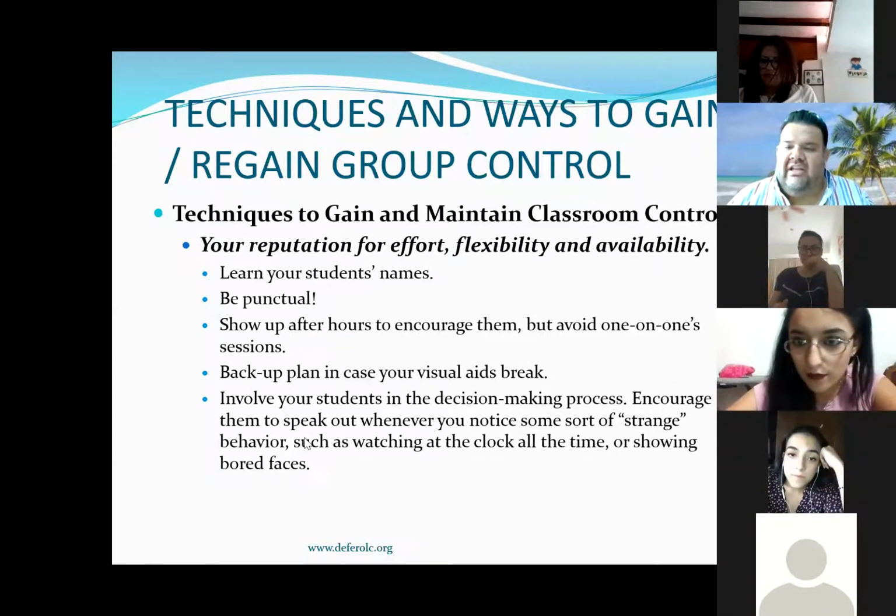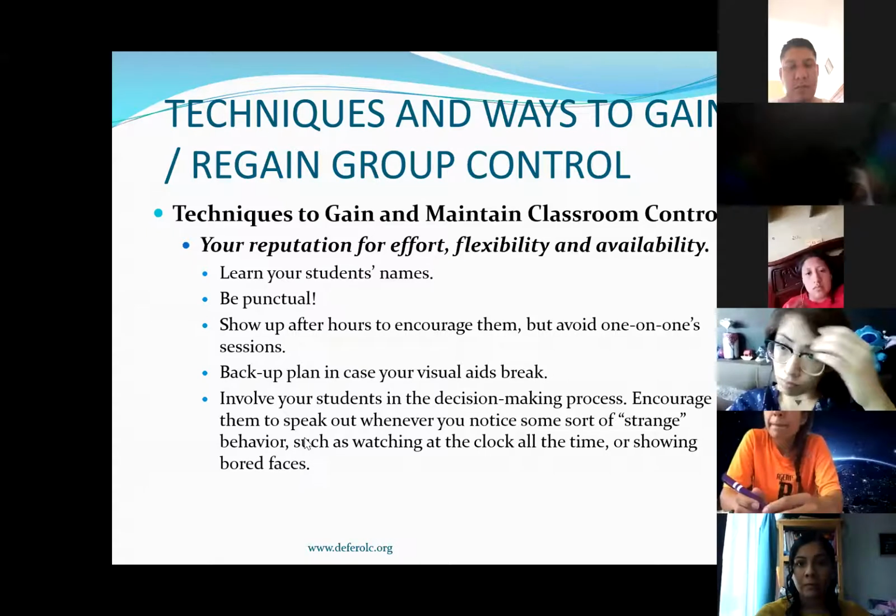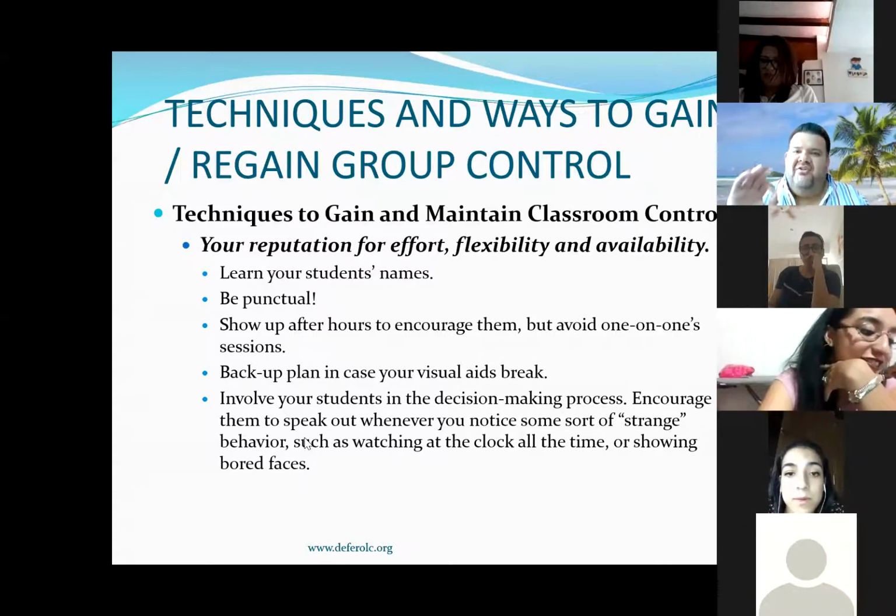Second point, Diego Escalona. The second point will be punctual. Be on time. And this means if your class starts at 12, at what time you should be, Emiliana?